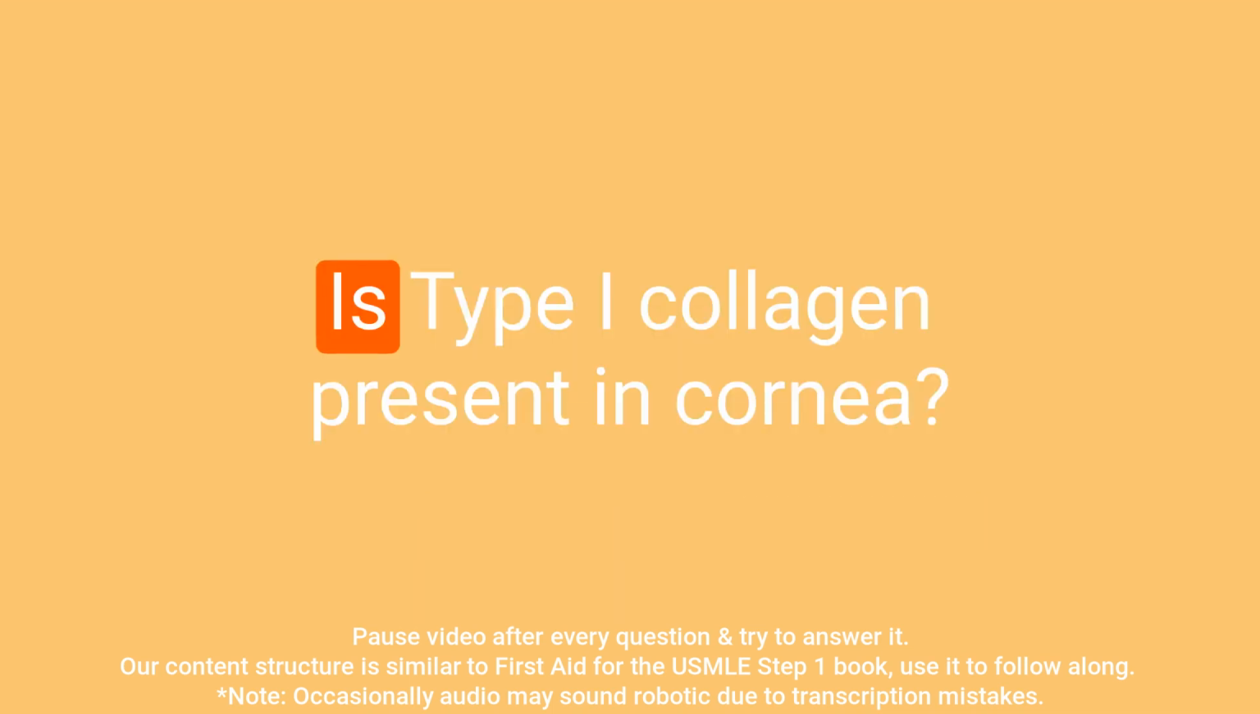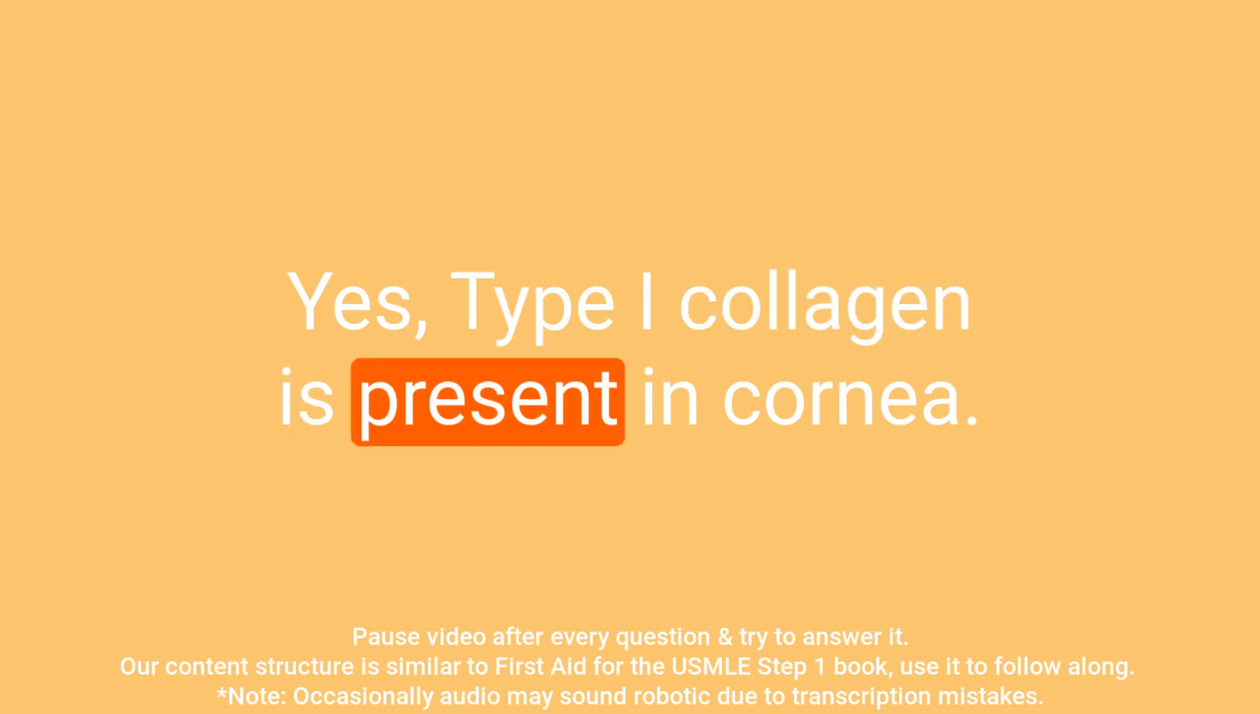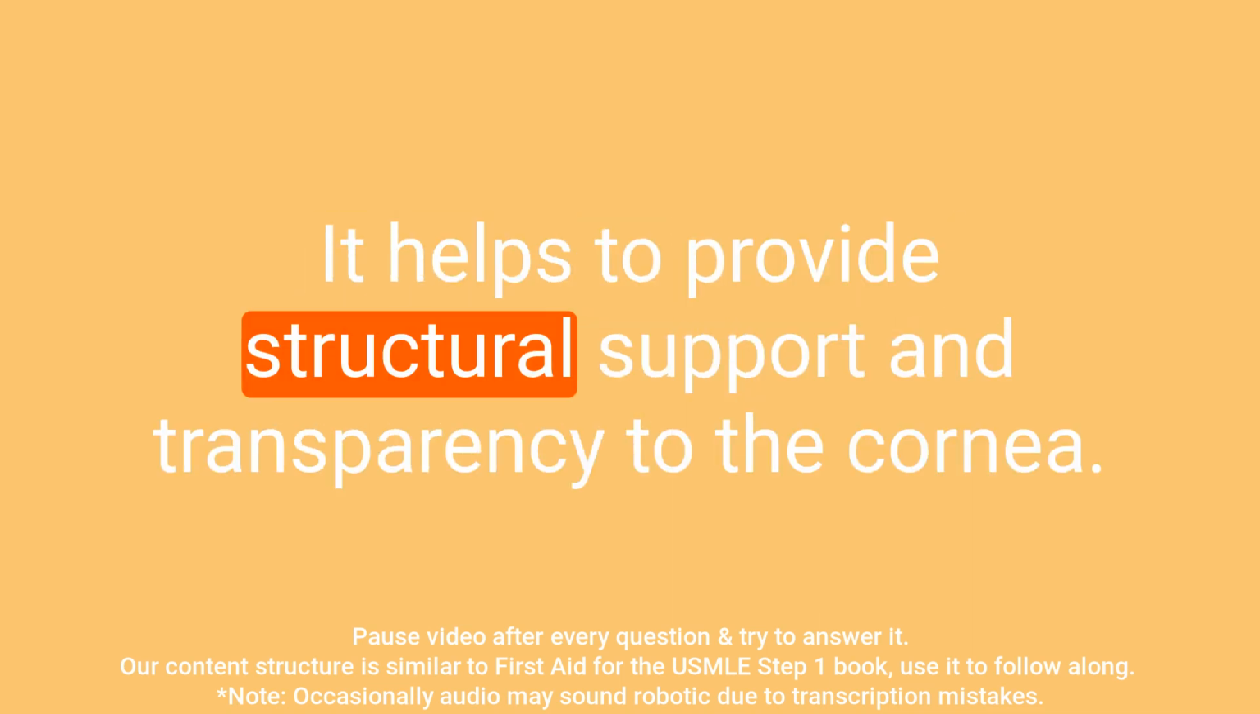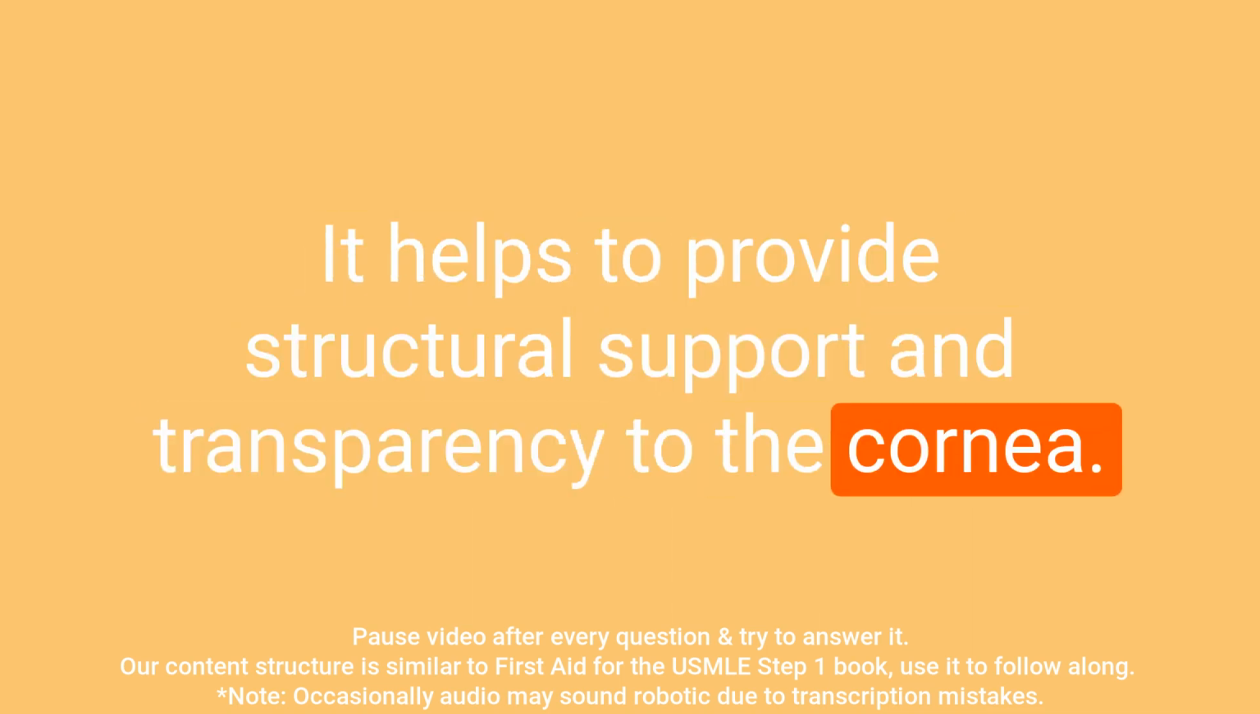stress. Question: is type I collagen present in cornea? Answer: yes, type I collagen is present in cornea. It helps to provide structural support and transparency to the cornea.